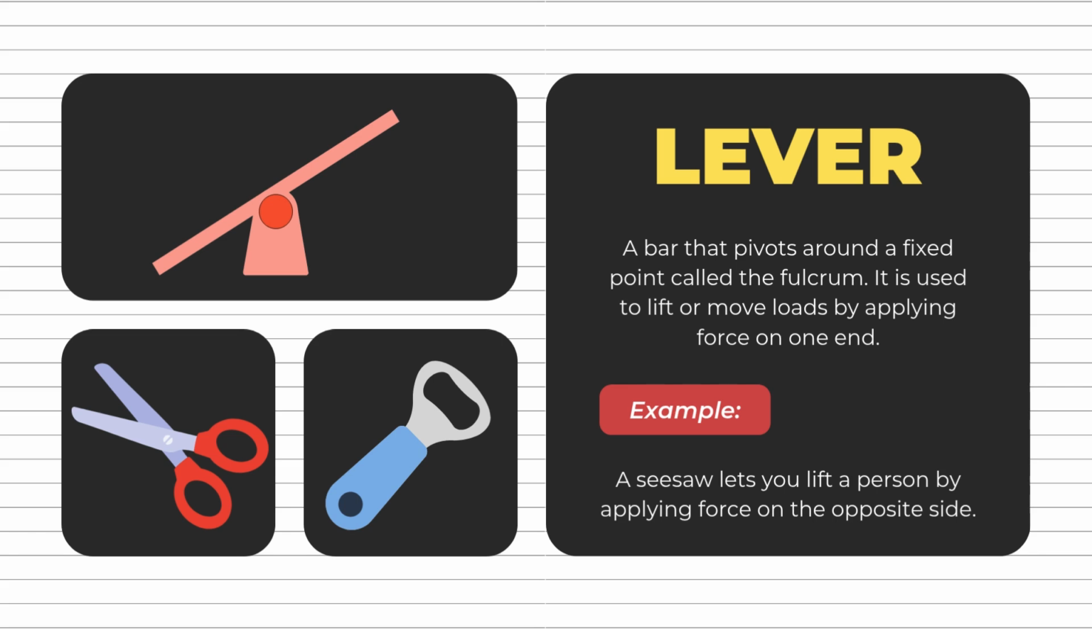Our first simple machine is the lever. It is a bar that pivots around a fixed point called the fulcrum. It is used to lift or move loads by applying force on one end. An example of this is a seesaw, which lets you lift a person by applying force on the opposite side.